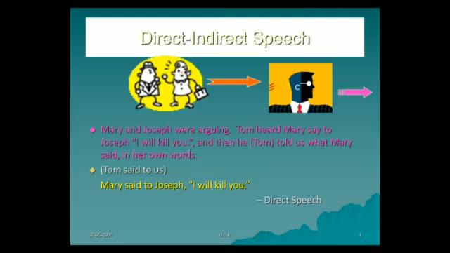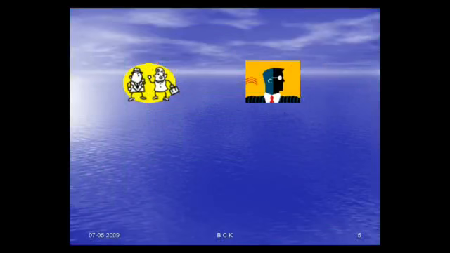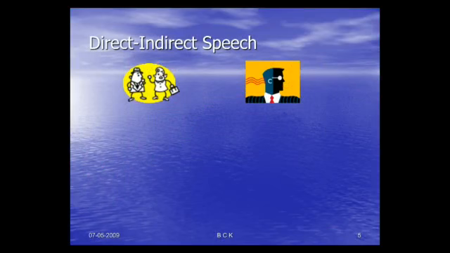Got it? So here Mary said to Joseph, "I will kill you." It was the real and the actual spoken word. That is why it is said to be in direct speech. Okay, now let's have a look at another example, the same example in another way.